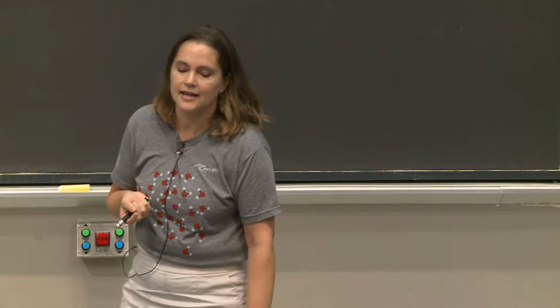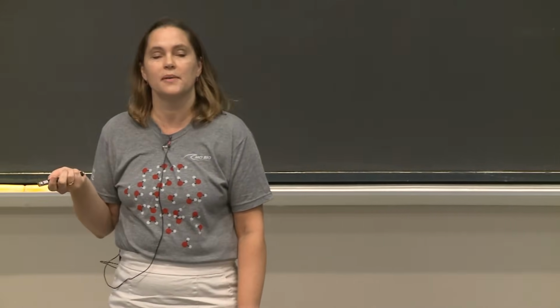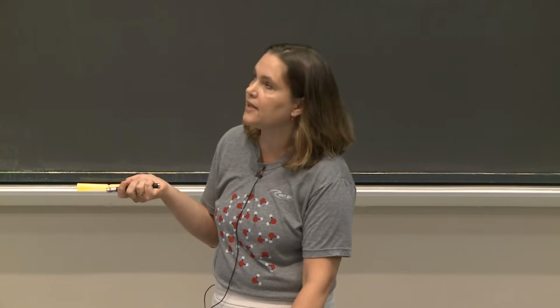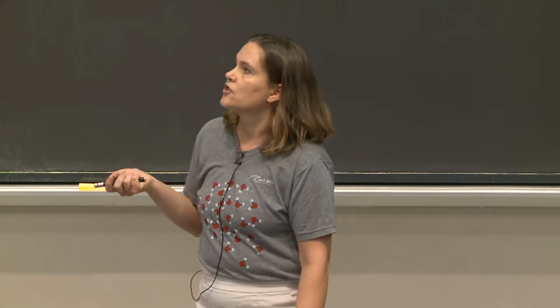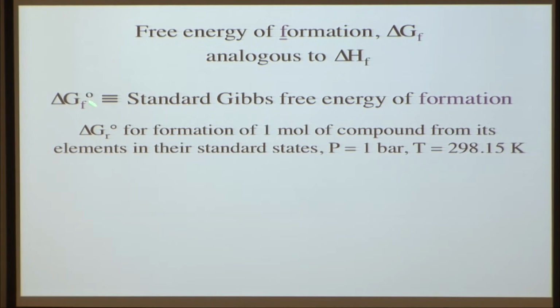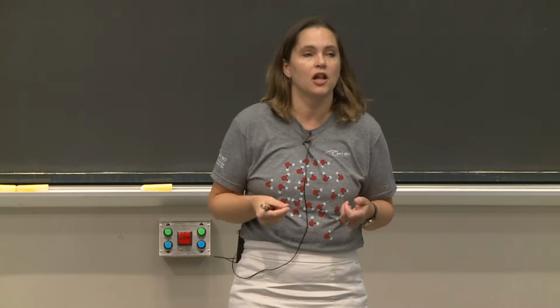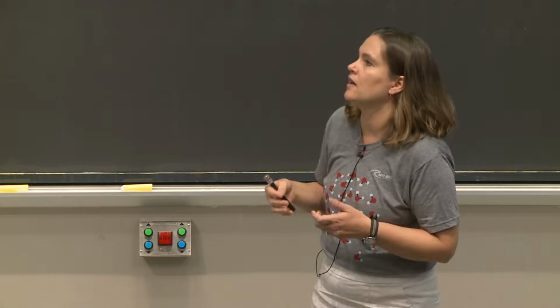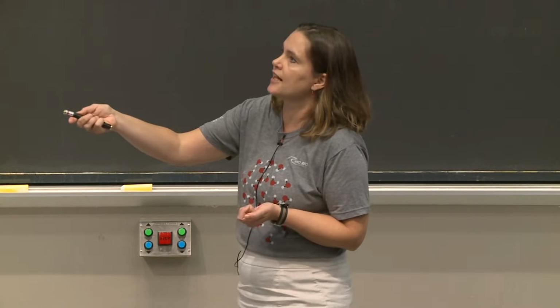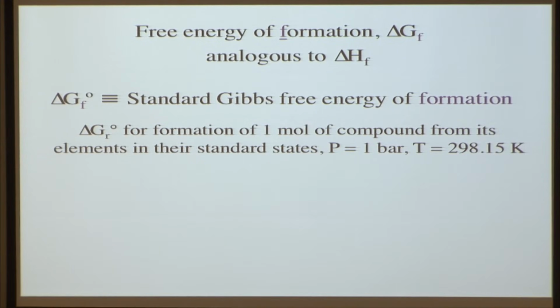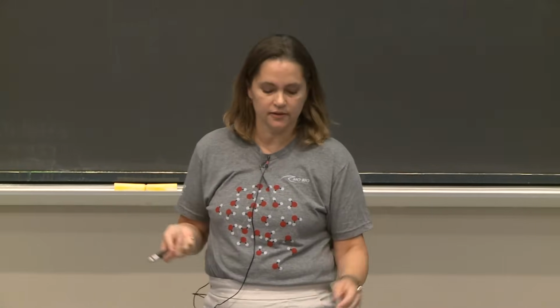So free energy of formation, delta G sub F. And so this is analogous to delta H of formation, so the change in enthalpy of formation. So again, when you have the little naught here, this is standard Gibbs free energy of formation for the F here. And that's the formation of 1 mole of a molecule from its elements in the most stable state and in their standard states. So we can have tables in your book of these values.